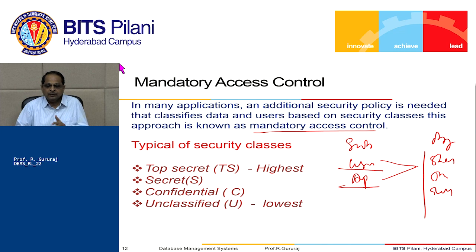We classify the users and the data objects into classes, and the very typical security classes are the top security class, very high security class, abbreviated as TS. The next class is secret, abbreviated as S. Next is confidential, C, and unclassified, denoted by U, which is the lowest security class in this model.